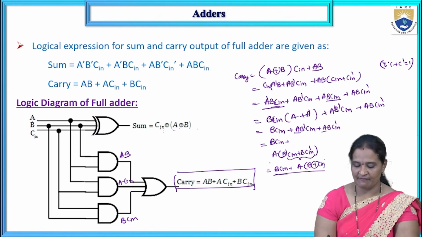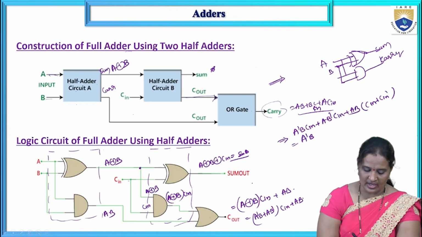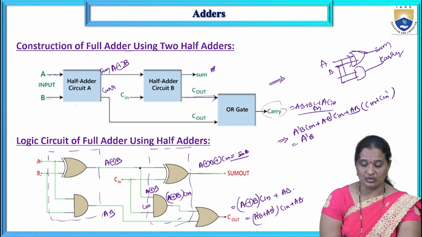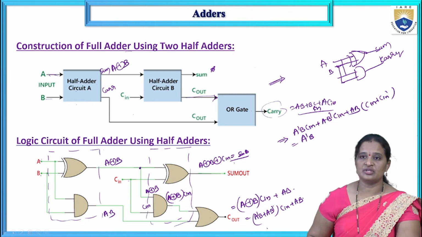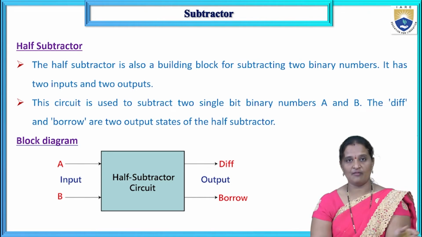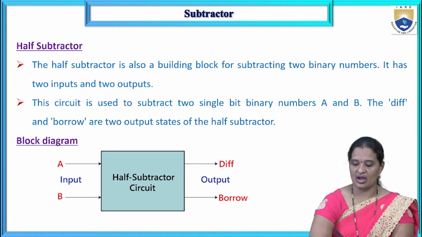So I can have this expression for the carry output, either this or this. Either way we can take it, either as BC or AB. Either of the inputs I can apply to the first half adder, and the other input is given as the input to the next half adder, so that I'll get the sum and carry output. So this is the construction of a full adder using two half adders.